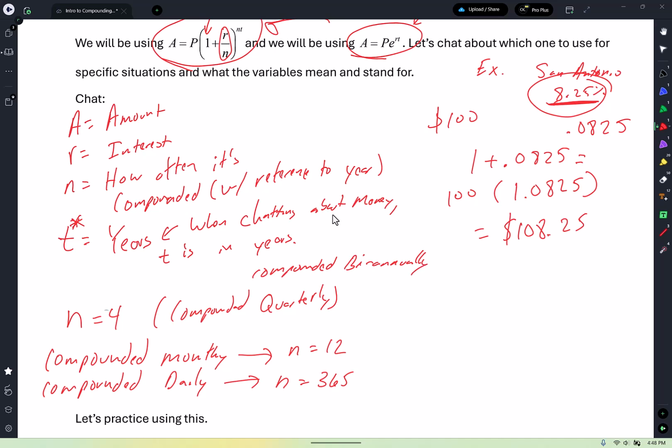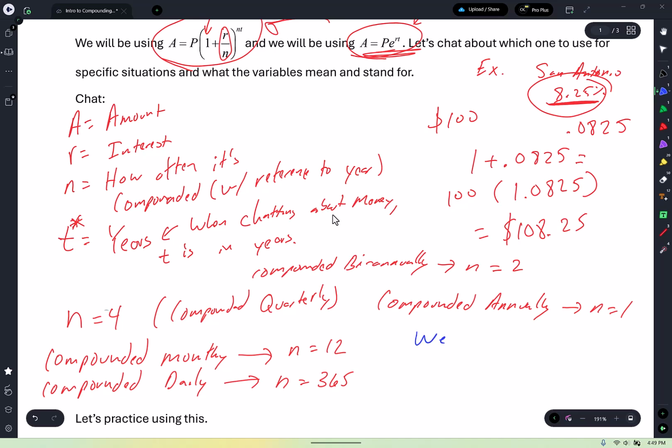Biannually. So that means that n equals 2, because biannually means every half year, every 6 months, and then compounded annually. Compounded annually means that n equals 1. And I think I got them all except for this one right here. When you use that one, okay, I'm going to change the color on here, guys. We use A equals P e to the rate times time when compounded continuously.